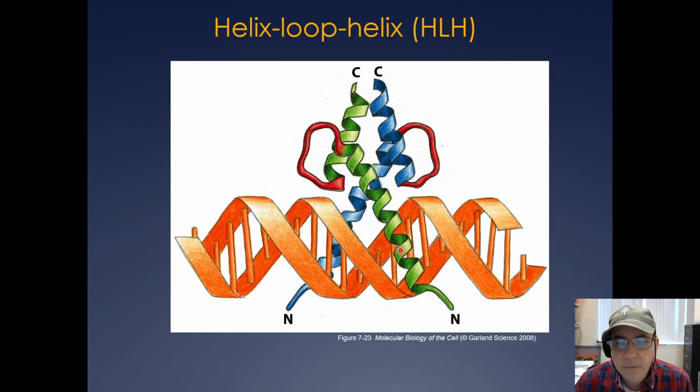A pair of my favorite transcription factors are the helix-loop-helix proteins, and here they actually have a helix, and then they have a little loop, and then another helix. The major transcription factors that control the circadian clock are actually helix-loop-helix proteins, and these oftentimes will heterodimerize and homodimerize to give different things.